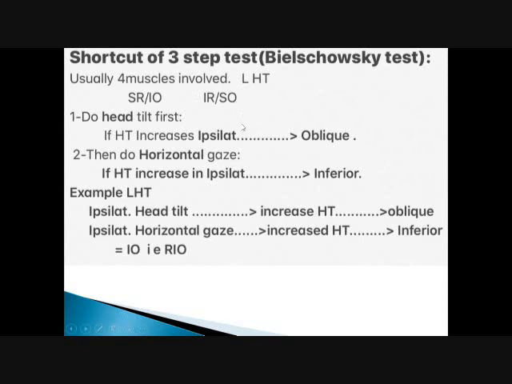Now, if we ask the patient to tilt the head, and on ipsilateral head tilt, if the hypertropia increases, it should be an oblique which is responsible. And then we ask the gazes, and in horizontal gaze, if on ipsilateral gaze the hypertropia increases, then it should be a vertical rectus, inferior rectus. So this is how we reach the diagnosis.